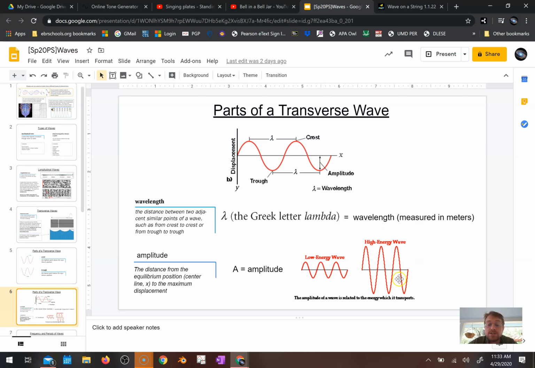So if I go back to my oscilloscope and I play something at high volume, you're going to have a huge amplitude. It's got a lot of energy. Lower volume is going to have a lower amplitude, less energy. And a high energy sound wave will destroy stuff. That's what shock waves do.